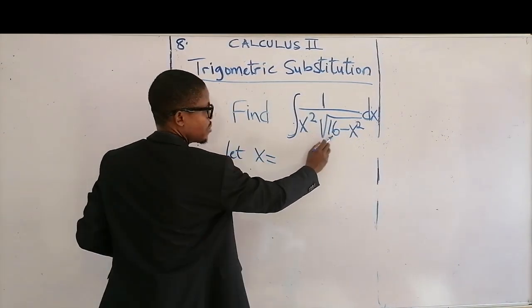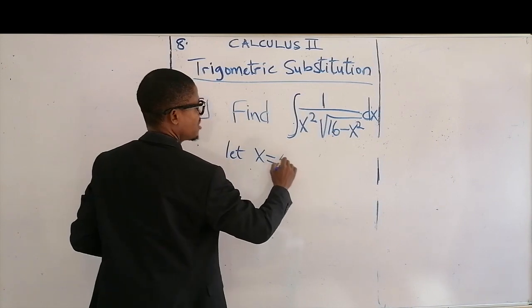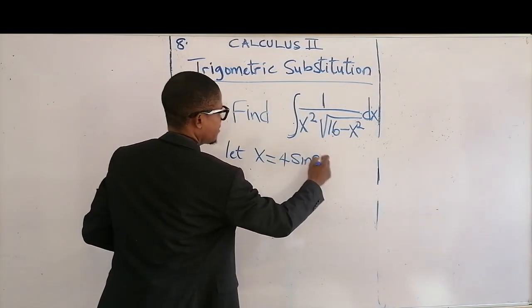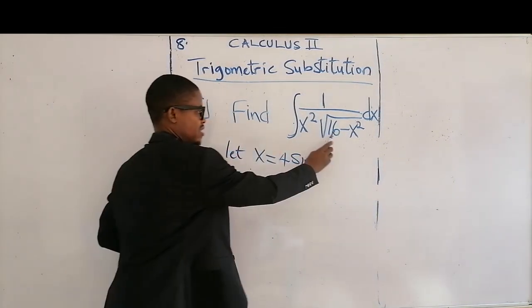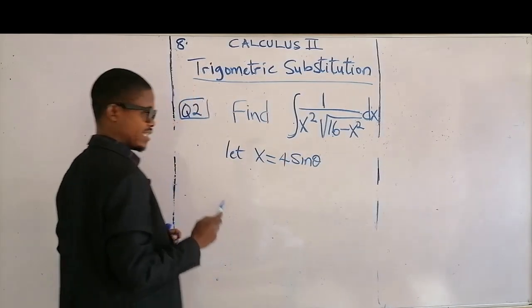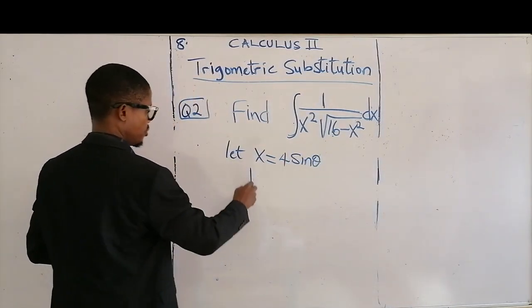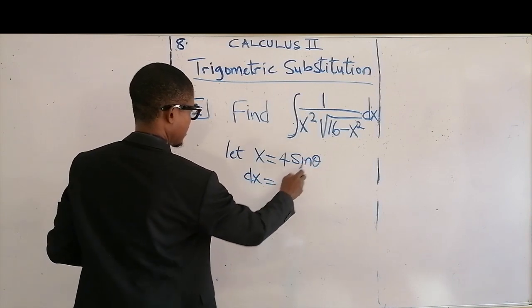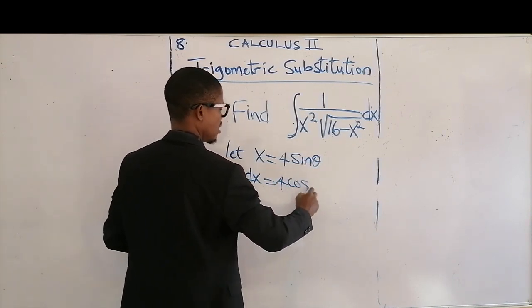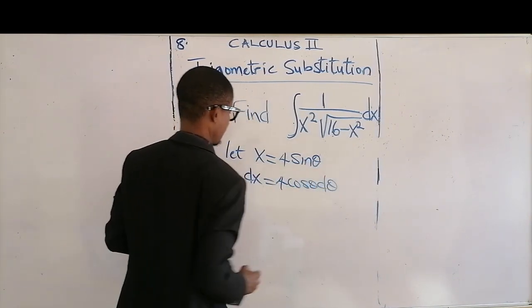The substitution will be x equal to what? This must be the multiple, 4, and you take sine theta. So this is 4 squared, that's x equals 4 sine theta. Then do the derivative with respect to theta. That will be dx equals 4 cos theta d theta.